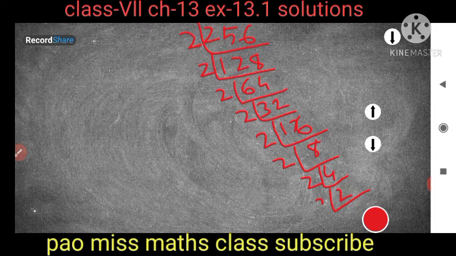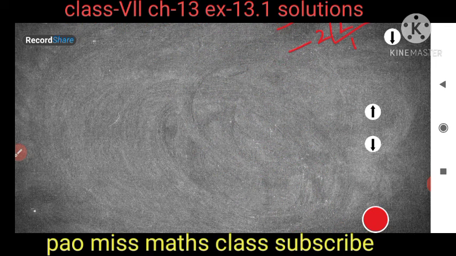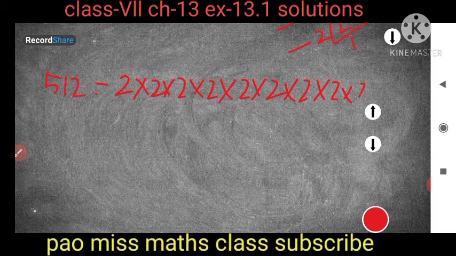2. Now again 2 will be divided by this, 1 time. So how many 2s did we get? We got 1, 2, 3, 4, 5, 6, 7, 8, then 9, isn't it? So how many 2s did we get? We got nine 2s. That means 512 is equal to 2 into 2 into 2 into 2 into 2 into 2 into 2, 9 times, isn't it? So 1, 2, 3, 4, 5, 6, 7, 8, then one more 2. That means you will write 2 to the power 9.